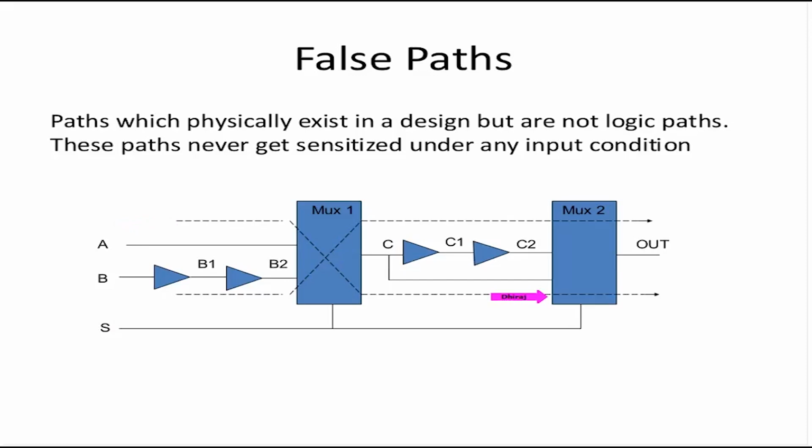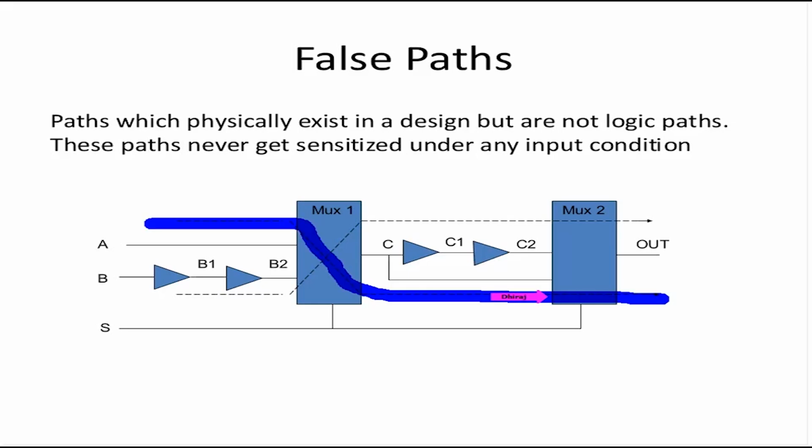So consider this path, starting at A and going to this branch. Is this path possible? No. Why? Because the selection is the same. If select is 0, this will go through, but this will be blocked. When select is 0, let's consider two cases. Select 0.